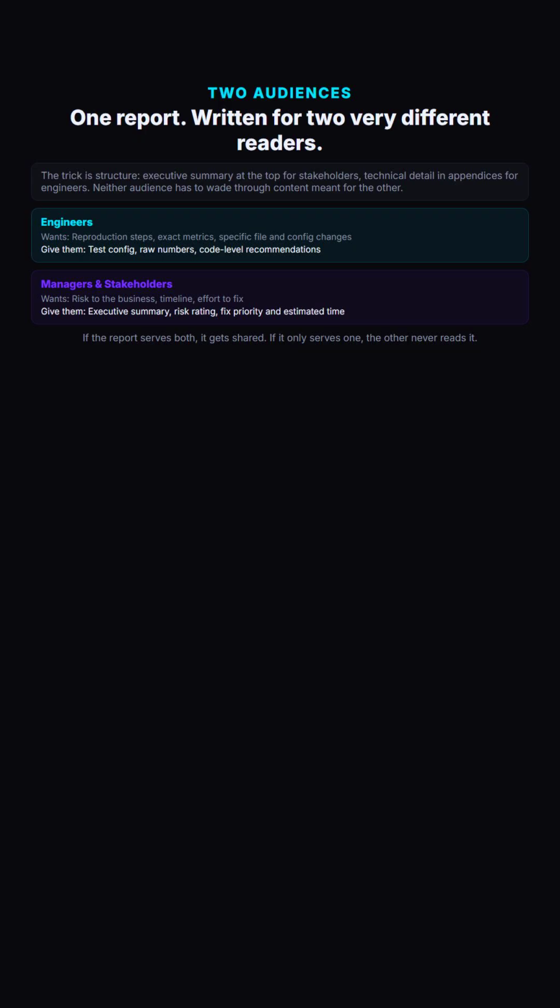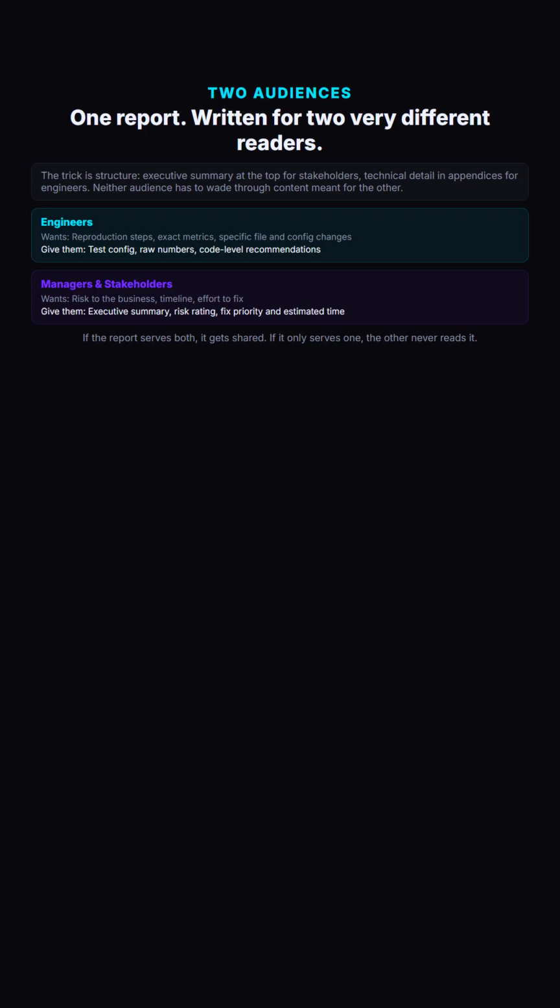fix might be. Second, a clear description of what you observed and what it most likely means technically. Not vague language like "performance is degraded," but specific language like "P95 response time increases from 180 milliseconds to 2.4 seconds when concurrent users exceed 150, consistent with connection pool exhaustion."